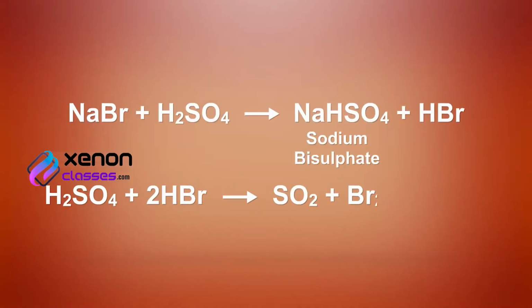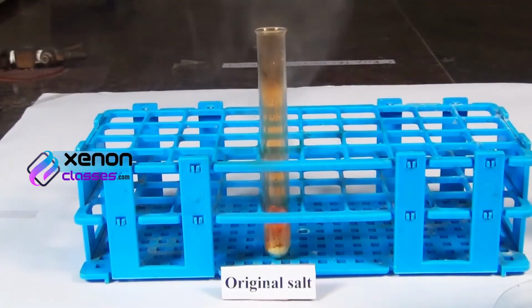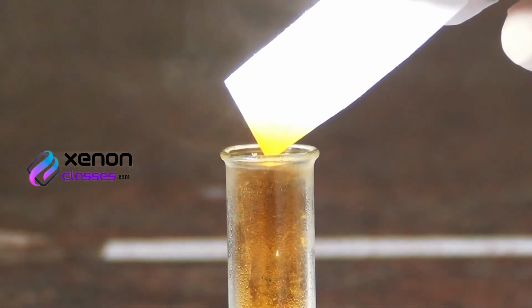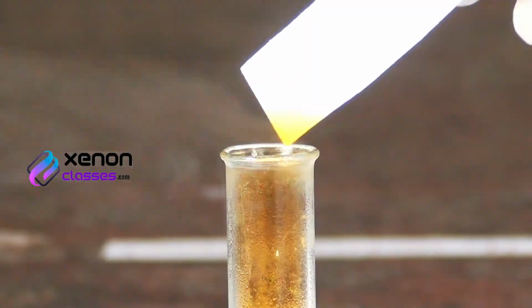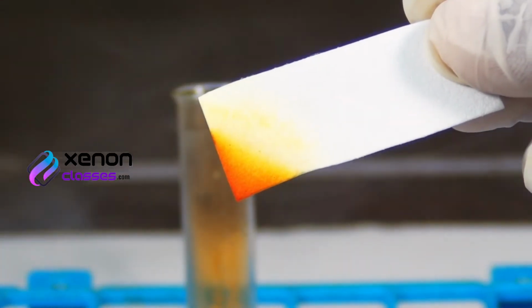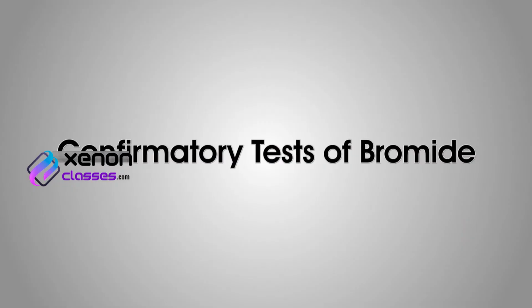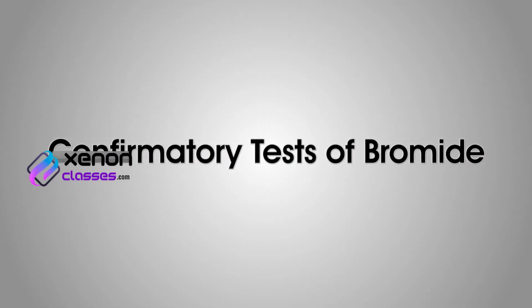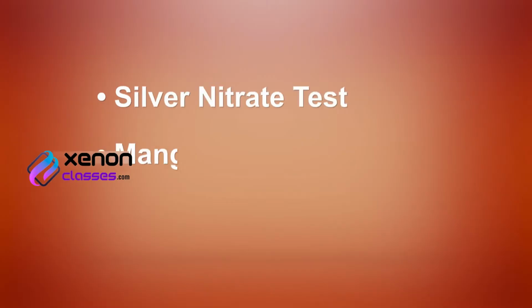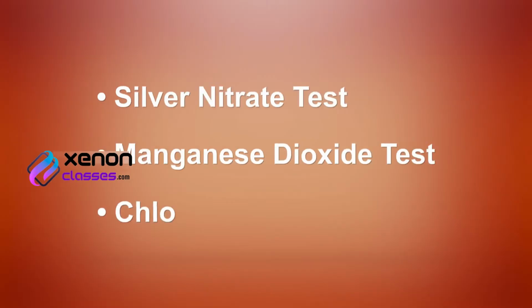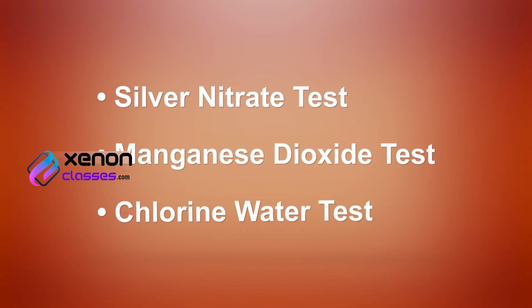Bromide reacts with concentrated sulfuric acid to evolve reddish-brown vapors of bromine. Place a starch paper over the mouth of the test tube. The liberated bromine imparts an orange-yellow color to the starch paper. Next, we look at the confirmatory tests of bromide. The confirmatory tests are silver nitrate test, manganese dioxide test, and chlorine water test.